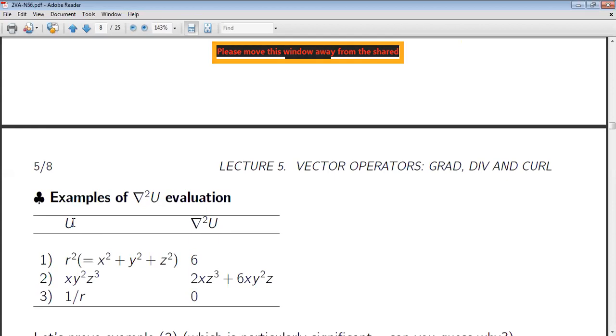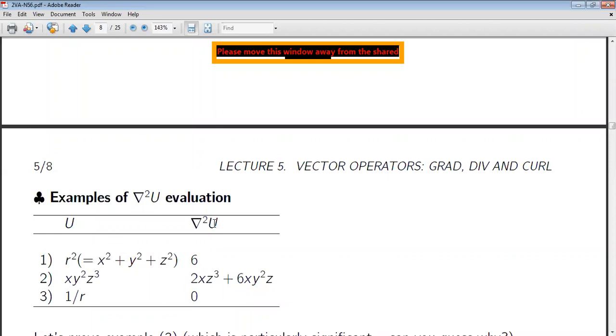For the first number, what is the value of u? u equals r square, and r square is nothing but x square plus y square plus z square. For this particular function u, what is the value of Nabla square u? Can you calculate Nabla square u for the first question? It is obviously 6, because why is it 6?